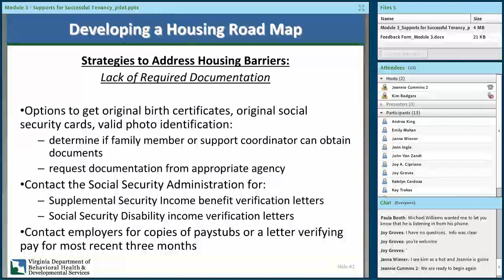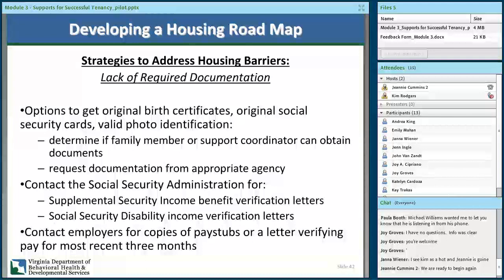Similarly, if an individual doesn't have the most recent benefit verification letter for Supplemental Security Income or income verification letter for Social Security Disability Income, it will be necessary to contact the Social Security Administration. These letters can be requested electronically if the individual has an online account with the Social Security Administration. Again, see the FAQ for Module 3 for a link to the Social Security Administration webpage that describes how to make online requests.